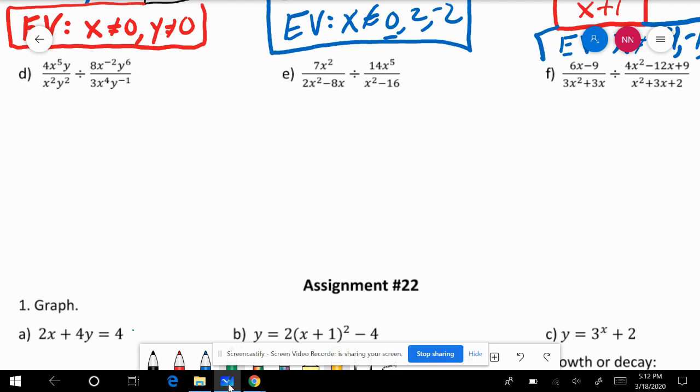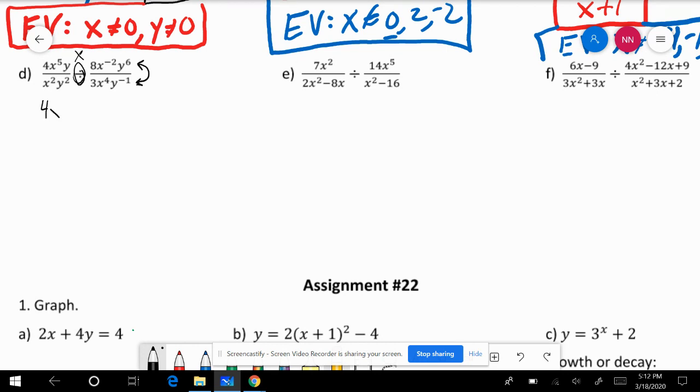So we're going to continue dividing rationals. If you remember, the first thing that we're going to do is take our division sign and change it to multiplication. And the reason that we're able to do this is because we're flipping our second numbers. So we're multiplying by our reciprocal.